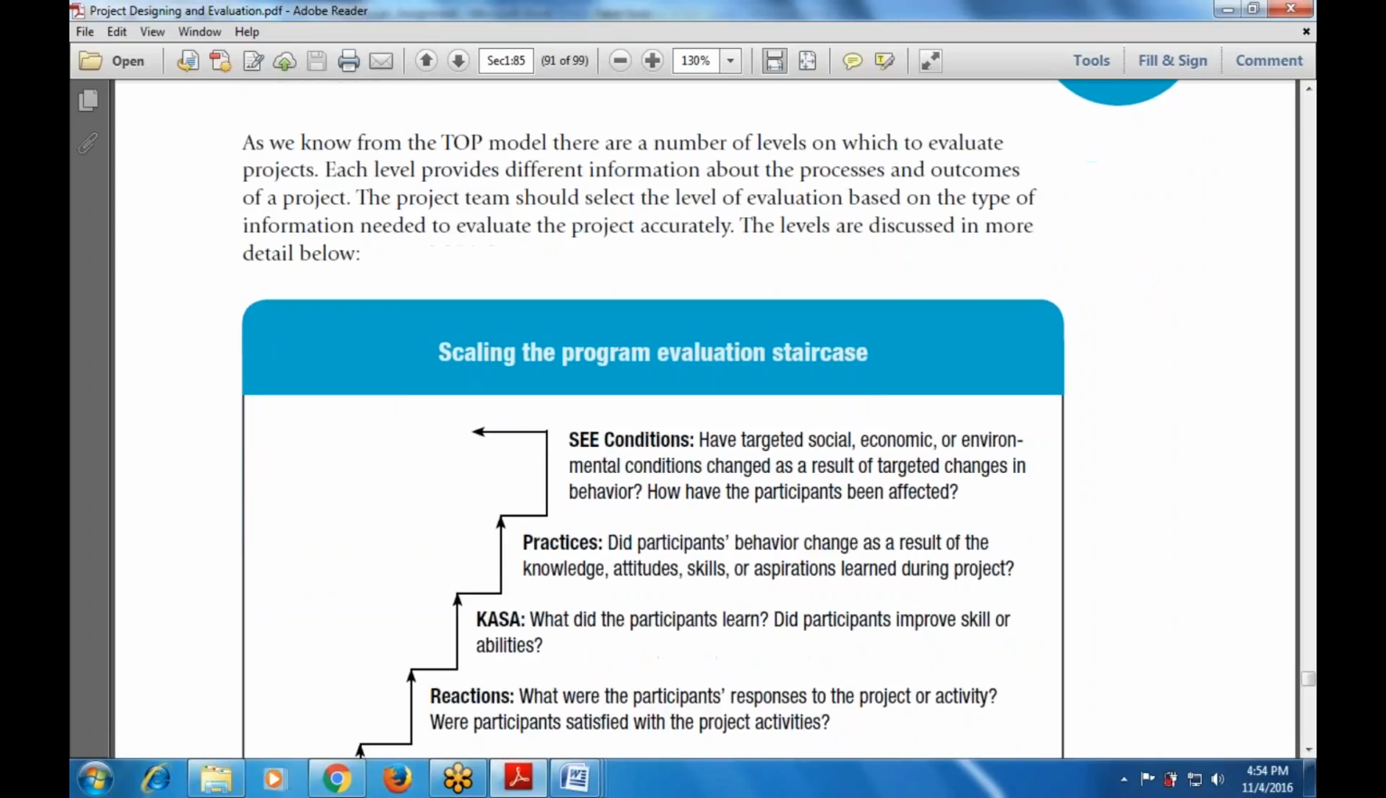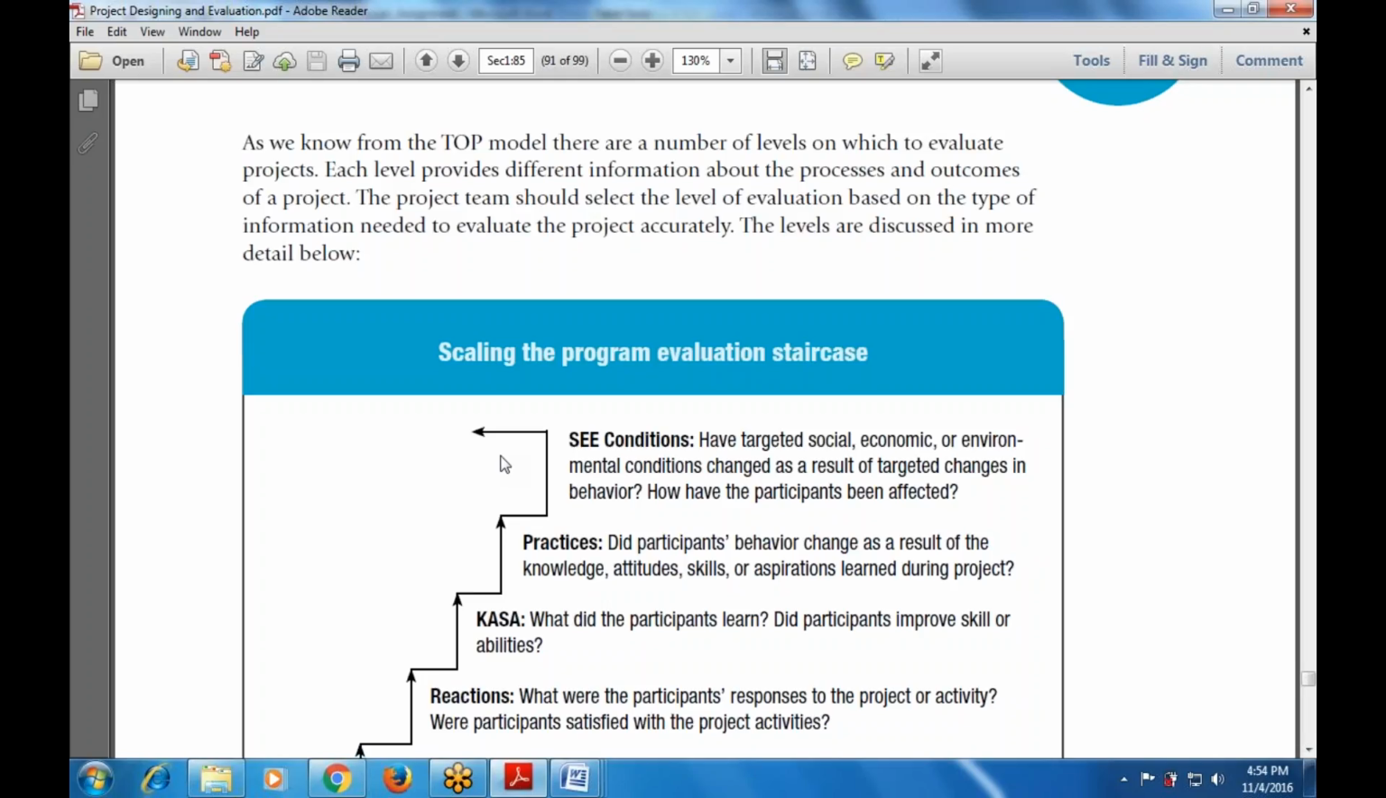First one is scaling the program development, or scaling the data requirement, or scaling the program evaluation staircase. Staircase in the sense whatever the evaluation method that is used with the scaling method, that is used with the program evaluation staircase. So first one is SEE conditions. What are the various SEE conditions that is targeted, that is used?